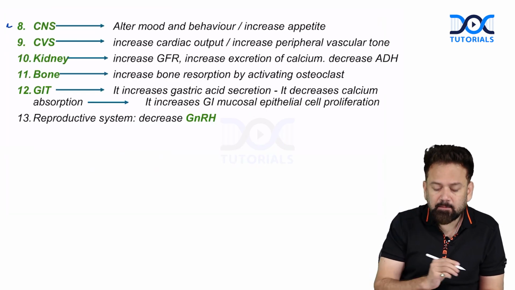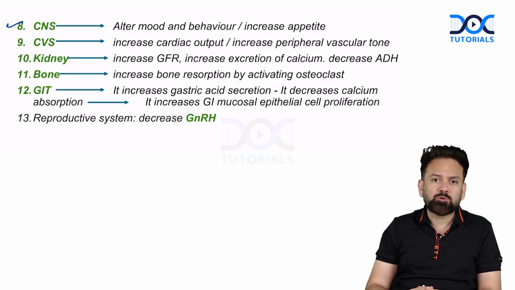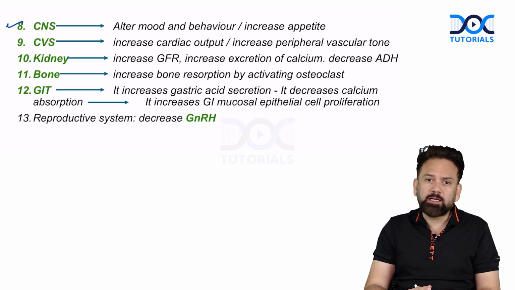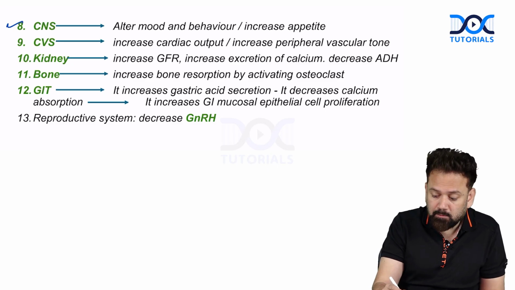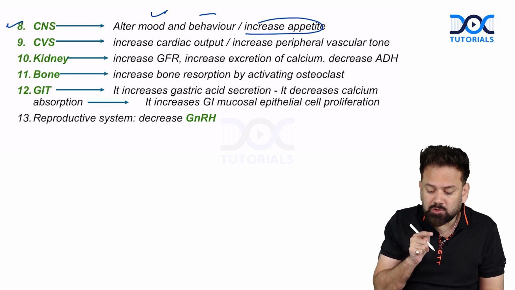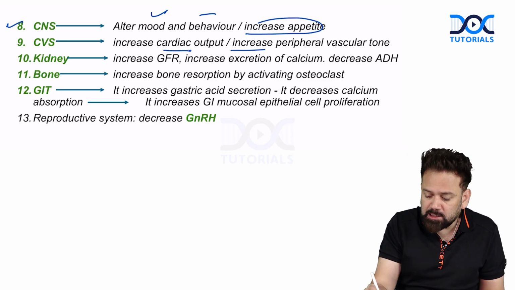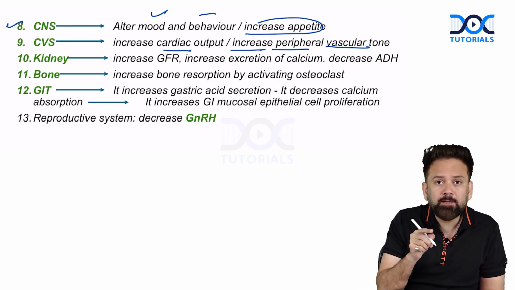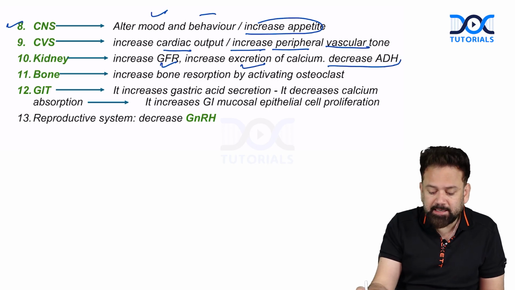Now in the CNS, suppose for asthma or something else, sometimes you have to write a steroid also, so you must have seen that there is alteration of mood. There might be some depression, you are not feeling good. So by taking a steroid, they can alter the mood and behavior and increase the appetite. In CVS, what is the role of cortisol? It increases cardiac output. It also increases peripheral vascular resistance. In the kidney, it can increase GFR, increases excretion of calcium, but decreases ADH.